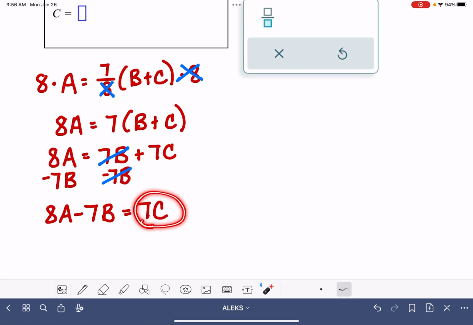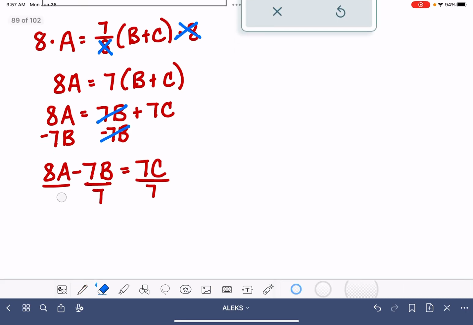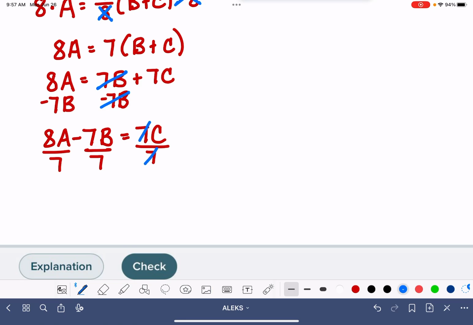Now that I have the c term all by itself, or I mean, it's not literally all by itself yet, but it's the only variable on the right-hand side of the equation, I can isolate it by dividing by 7. And whatever I do to the right-hand side, I need to do the same thing to the left. So I'm going to divide both of these terms by 7 as well, or you could just do it like this, whichever you prefer. That is going to let me cancel the 7s out on the right-hand side. I'm also able to cancel the 7s right here on the left side. So I get 8a over 7 minus b equals c.